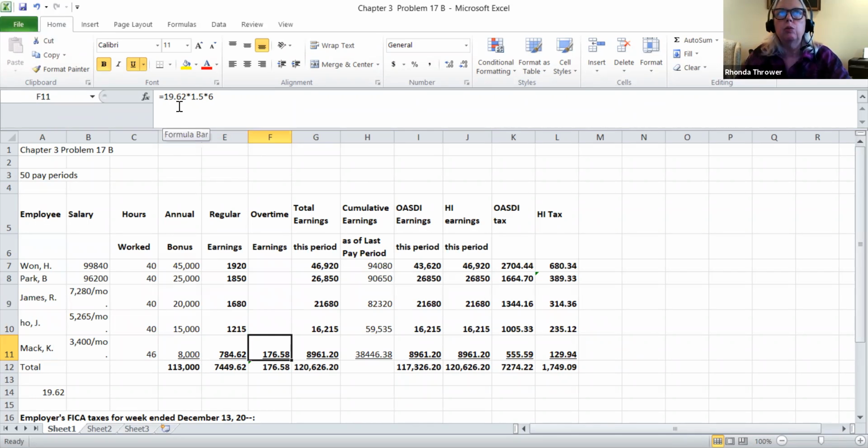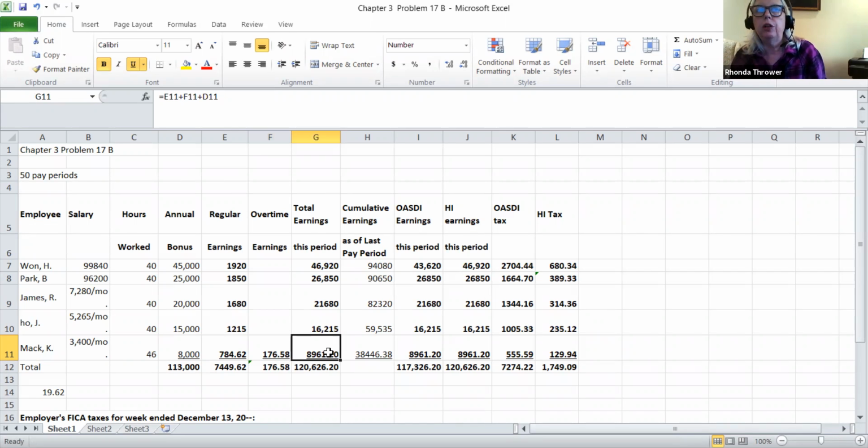So the regular rate was $19.62, and I believe that is rounded. And then you're going to multiply that by 1.5, because if it's overtime, they're paid 1.5 times the rate. And then you're going to multiply that again by 6 hours to get your overtime amount of $176.58.